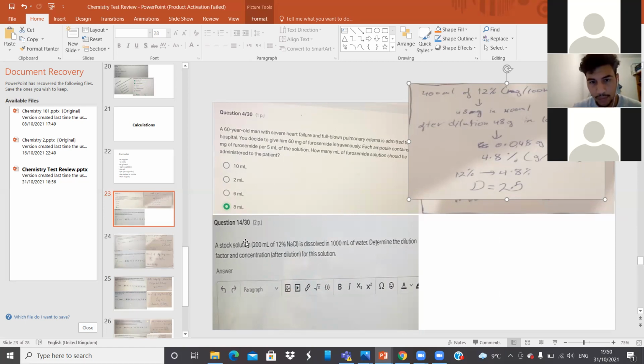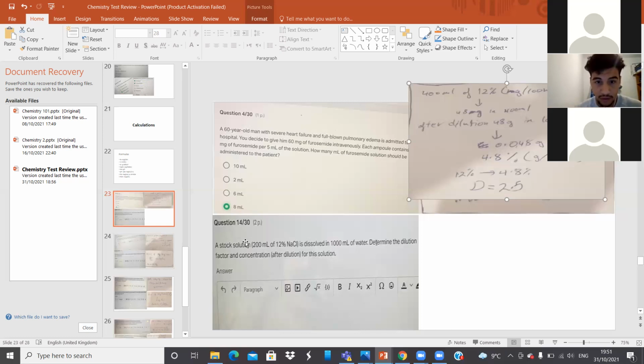Now we need to determine the concentration in percentage. Percentage is grams in 100 milliliters. If we have 24 grams in 1,000 milliliters, we divide by 10, because the difference between 1,000 and 100 is a factor of 10. So it's going to be 2.4%, or 2.4 grams in 100 milliliters.